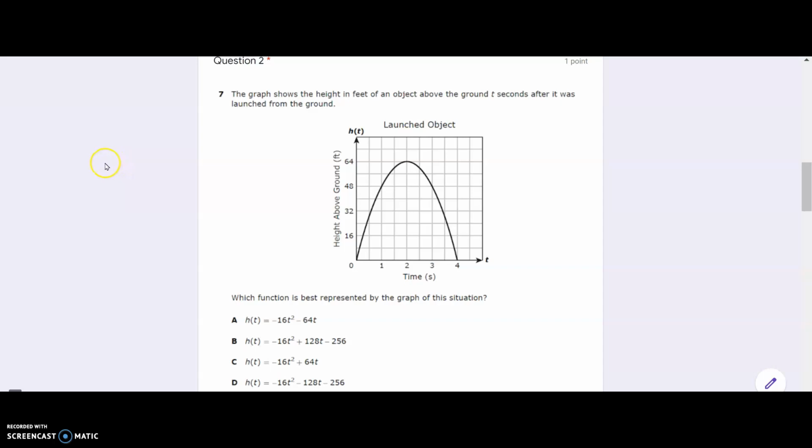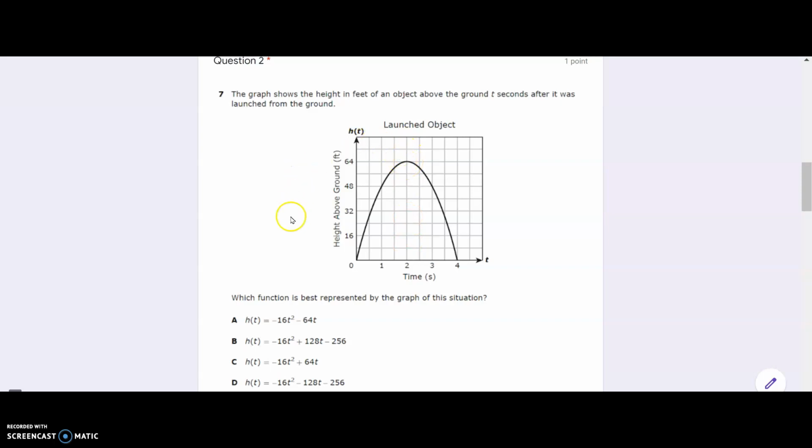Okay, for question number 2, they give us the graph of an object above the ground. And I notice on the x-axis, it has time in seconds. On the y-axis, it has height above the ground. I can tell that this object gets back to the ground at 4 seconds. It looks like it reaches its maximum height at the vertex here, 64.